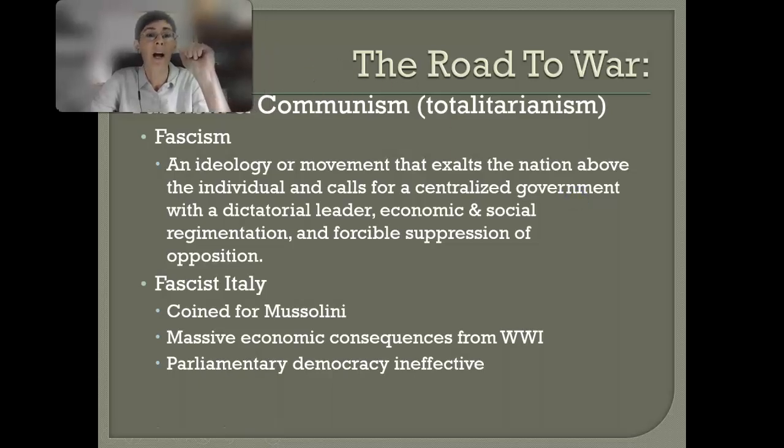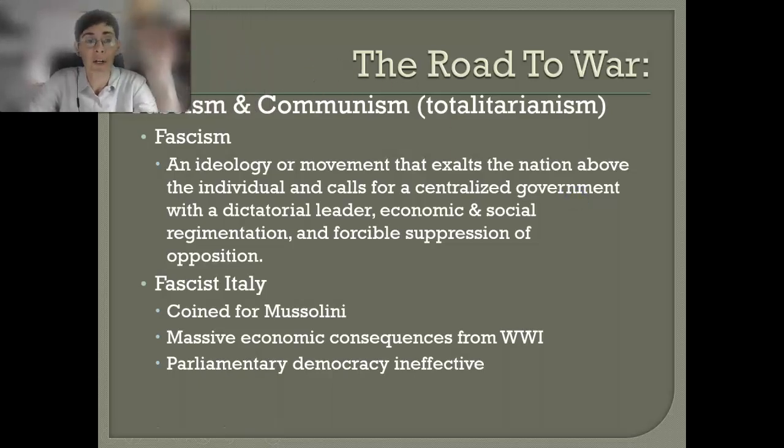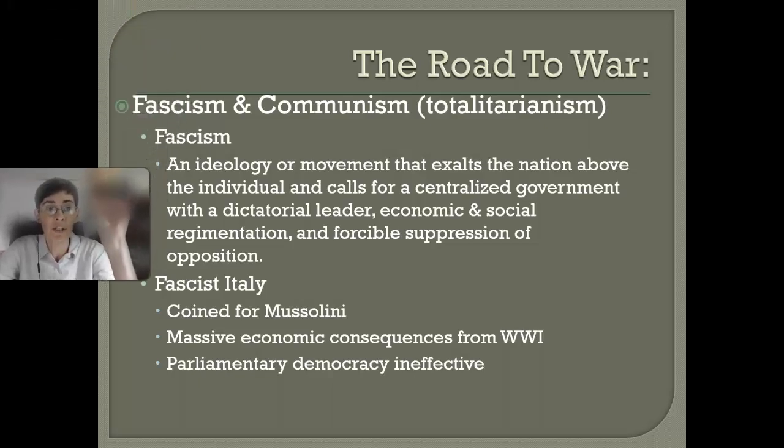So fascism and communism. Okay, I need you to pause the video and write this down. These are important definitions. So pause the video. Fascism is an ideology or movement that exalts the nation above the individual, calls for a centralized government with a dictatorial leader, economic and social regimentation, and forcible suppression of opposition. So that's fascism. There are other definitions of fascism, but they basically amount to the same thing.